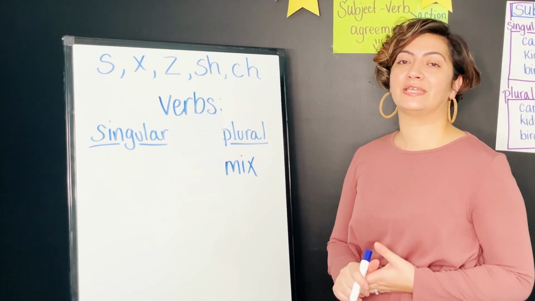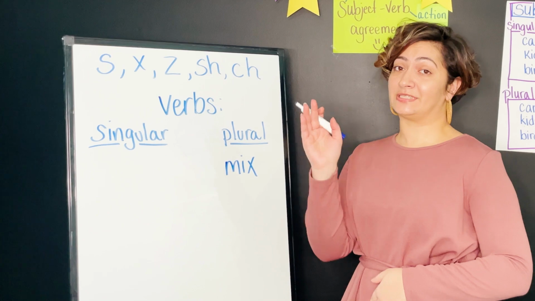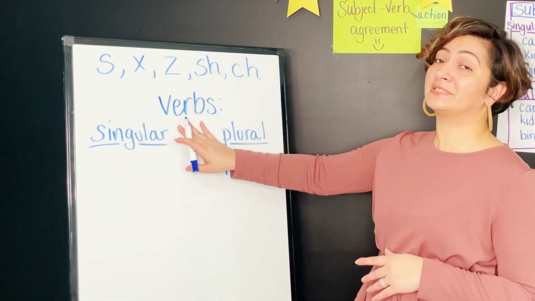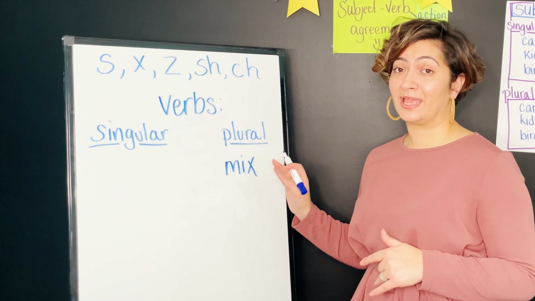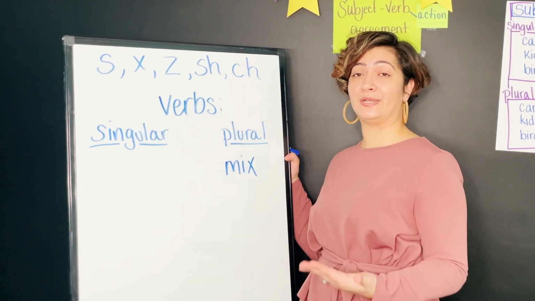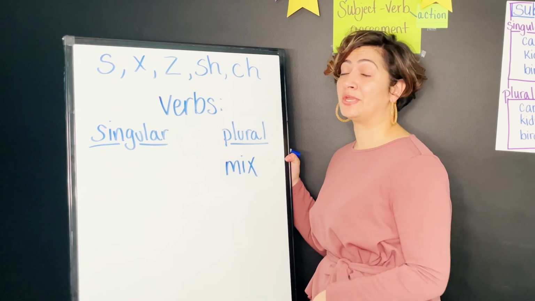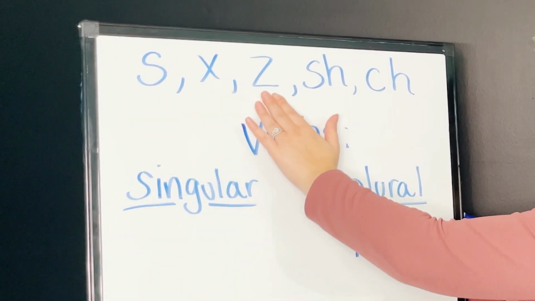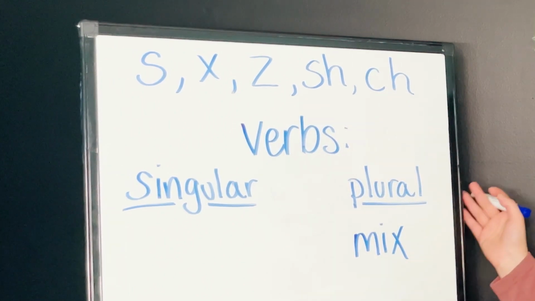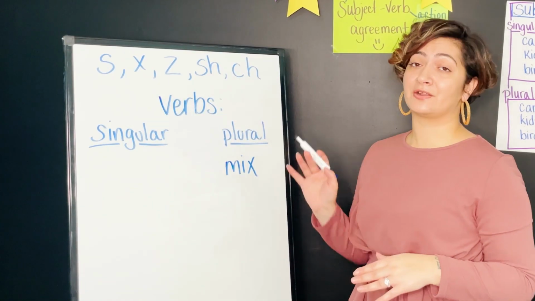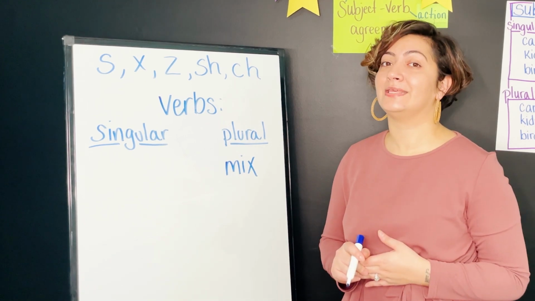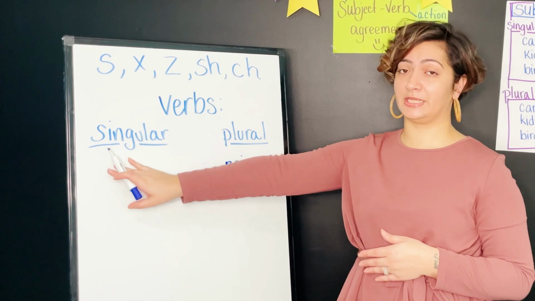Scholars, before we start looking at sentences and seeing if they have subject-verb agreement, we are going to look at how the verbs can become singular or plural. Today we are going to work with verbs that end with special letters or letter combinations. All the words today will end in the letter S, X, Z, SH, or CH. So I want to show you that. If a word ends in one of these letters or letter combinations, we can't just simply add an S. We have to add ES to make the verb singular.